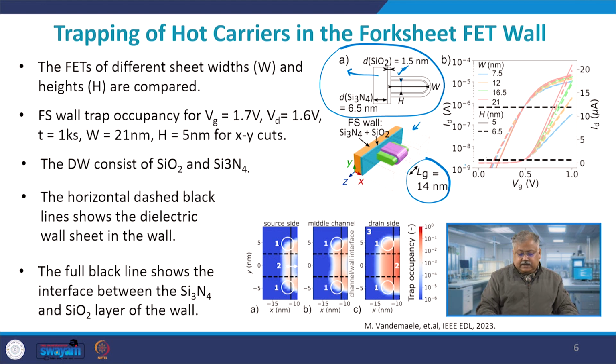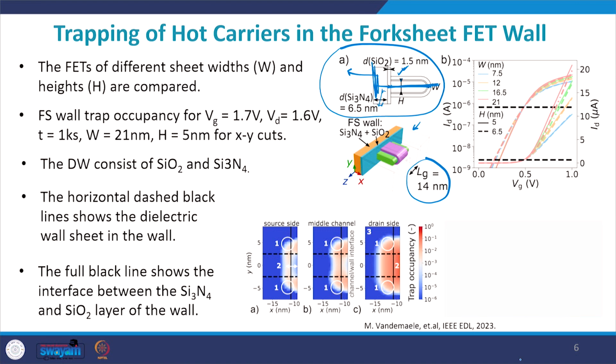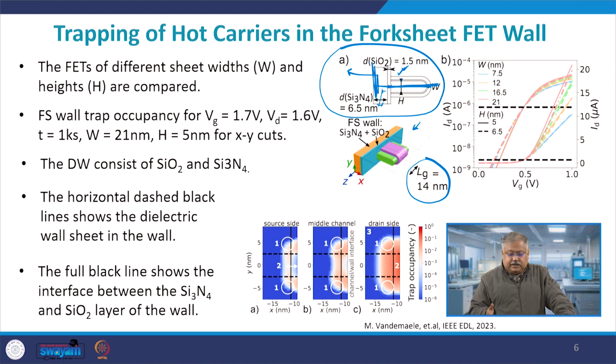So X is basically inside the plane of the paper in this direction. This is X, right. What is Y? Y is more in this direction, and what is Z? Z is basically outside the plane of the paper. Now what we did was, we did a simulation. We wanted to evaluate the Forksheet wall trap occupancy for a gate voltage of 1.7 volt and also for a drain voltage of 1.6 volts.